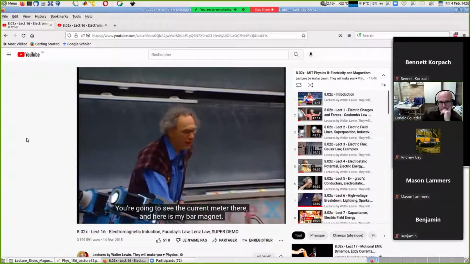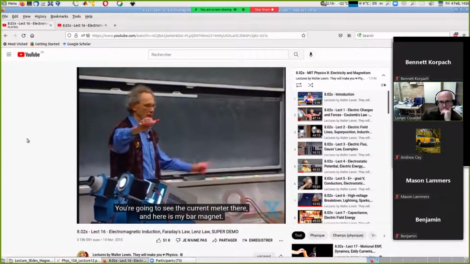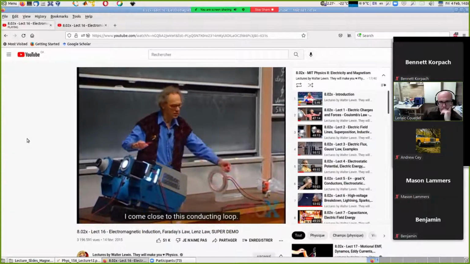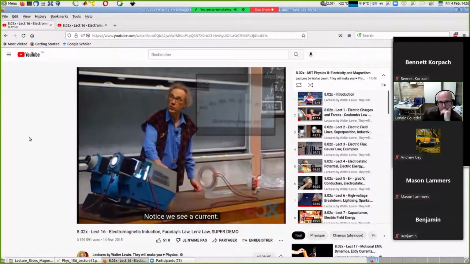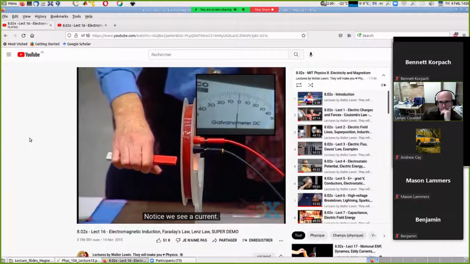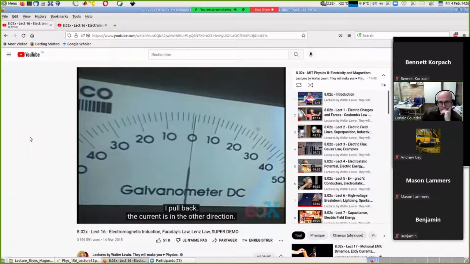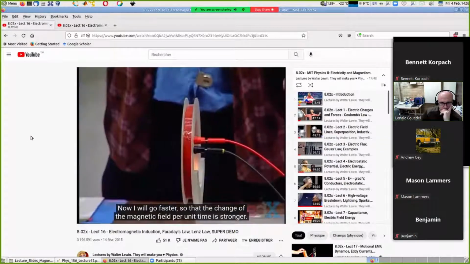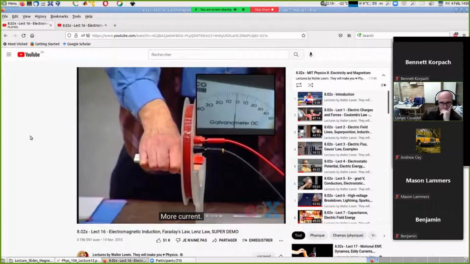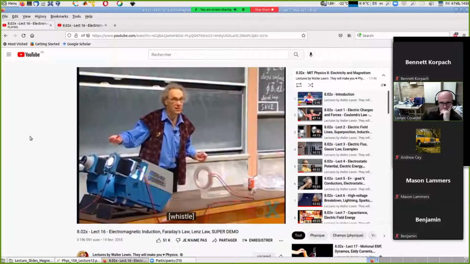And here is my bar magnet. I come close to this conducting loop. Notice, you see a current. I pull back, current is in the other direction. Now I will go faster, so that the change of the magnetic field per unit time is stronger. More current. I go out fast, more current.